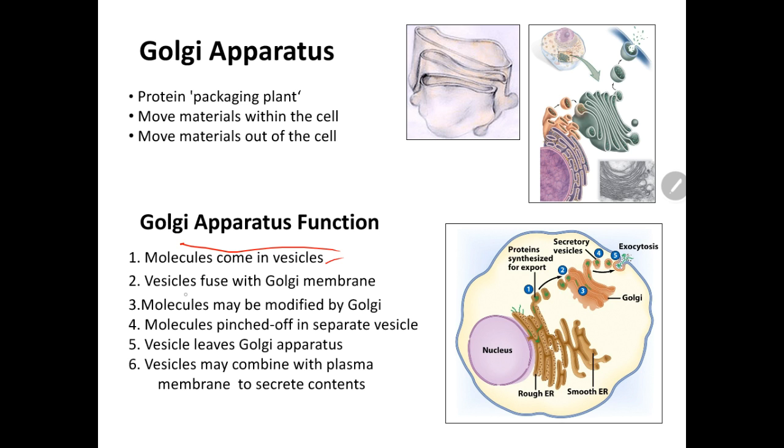Molecules come in vesicles. Vesicles fuse with Golgi membrane. Molecules may be modified by Golgi. Molecules pinched off in separate vesicle. Vesicle leaves Golgi apparatus. Vesicles may combine with plasma membrane to secrete contents.